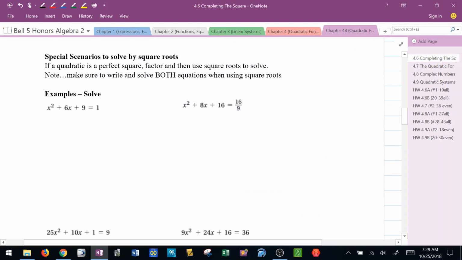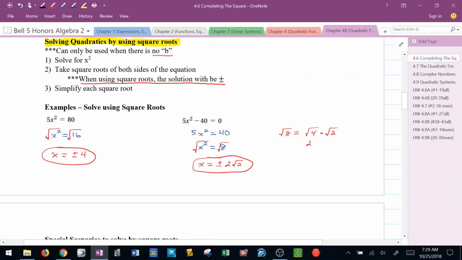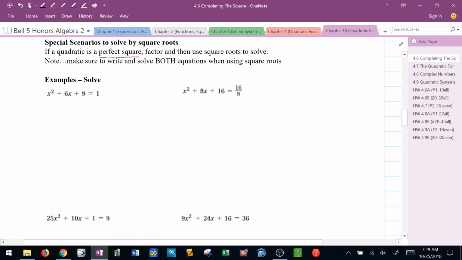So what about a special scenario where we have to solve by square roots? All right? If you remember, there were those 3 special case factorizations, and one of them was called a perfect square trinomial. If I factor a quadratic, and that quadratic becomes a perfect square, that means that it's going to be a binomial square. All right? I'm going to solve this just the same way that I did the ones right here. So let me kind of point this out.